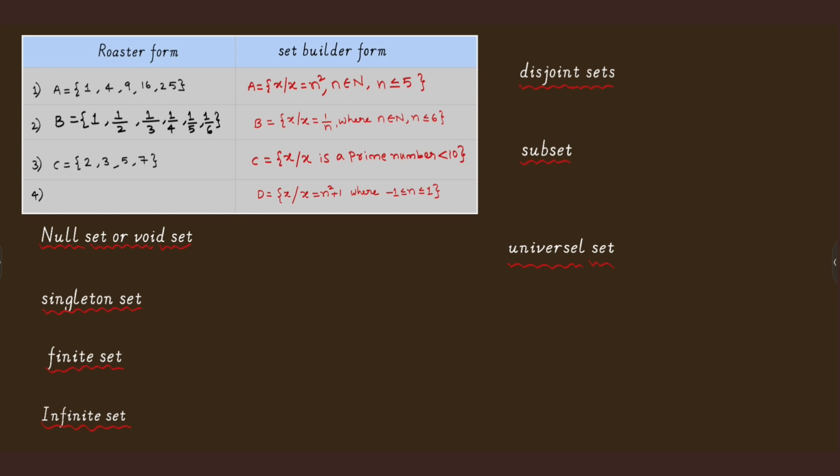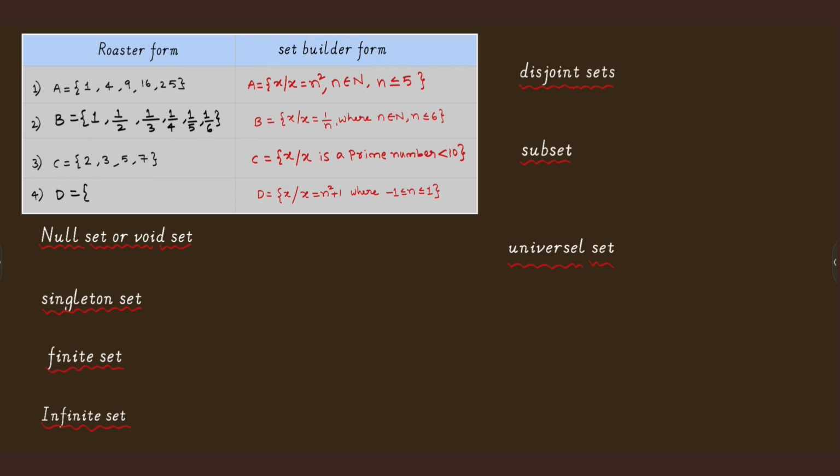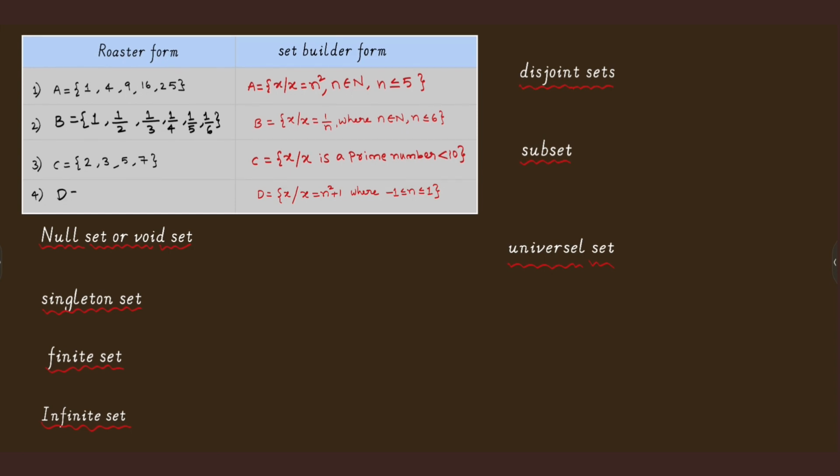Now let's see set builder form of fourth one. So here one format is given, n square plus 1, and n should be taken minus 1, 0 and 1, because this condition indicates it is from minus 1, 0 and 1. So three numbers we have to substitute in the place of n. So D is equal to, if you substitute minus 1 in the place of n, that will be minus 1 whole square plus 1, which is 1 plus 1, that is 2.